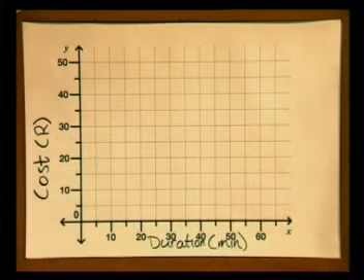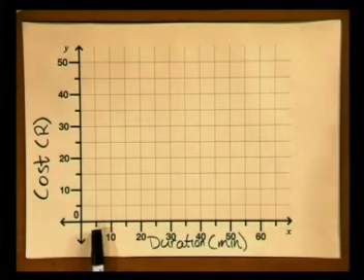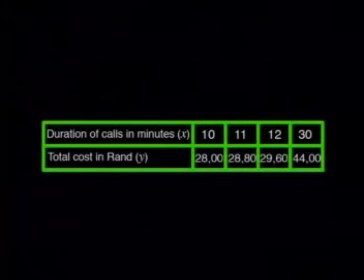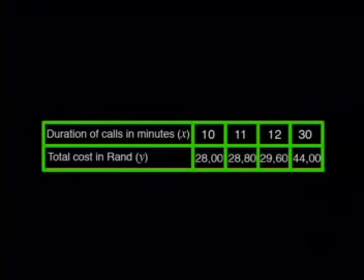And in this case, I've chosen to use a scale where each block represents 5 units, as this will allow me to estimate accurately enough for this example. We are going to use the values we calculated in our table to draw the graph of this function. Let's just recap what those values were. For example, when the duration of calls is 10 minutes, the total cost is 28 Rand. And when the duration is 30 minutes, the cost is 44 Rand. So let's plot some points.